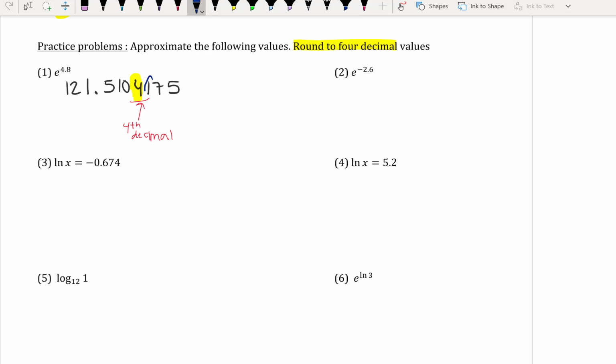So we are going to look at the 5th decimal and figure out how we are going to be rounding. Here it looks like that 1 tells us to leave that 4 alone. So I have 121.5104. And so that is going to be my final answer. Now let's go to number 3.